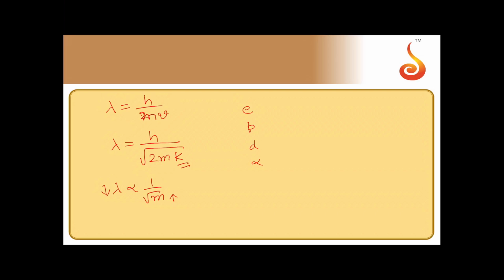So out of these 4, the heaviest is alpha particle, so it is having 4 units of mass. Deuteron has 2 units of mass, proton has 1 unit and electron is very light particle. So whichever has highest mass, that should have least wavelength. So the smallest de Broglie wavelength is for alpha particle. So it should be option D.